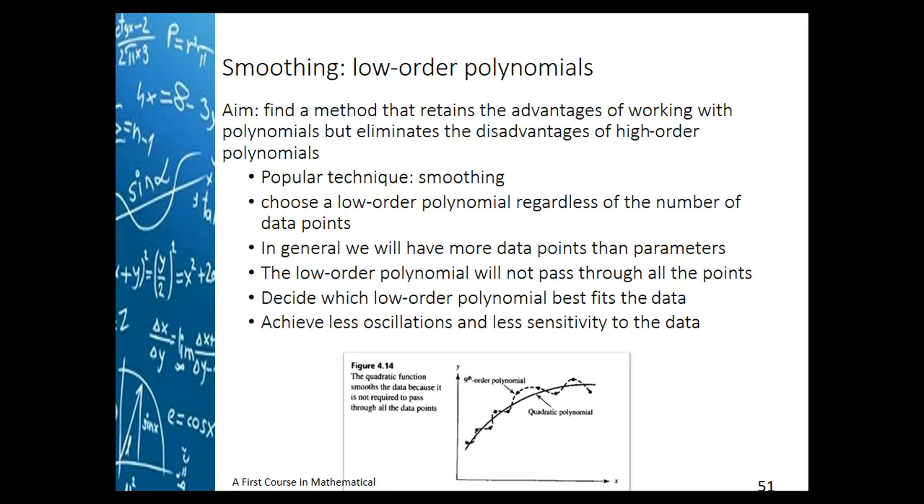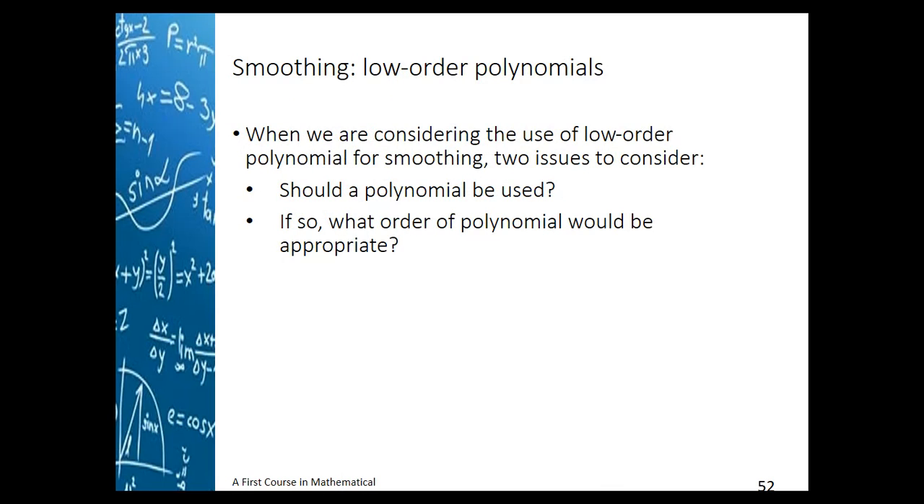Okay, so how do you do just that? You use this technique, smoothing. You choose a low order polynomial regardless of the number of data points involved. You decide which low order polynomial best fits the data, and then you will achieve less oscillation and less sensitivity to the data. That is how we move forward to smoothing.